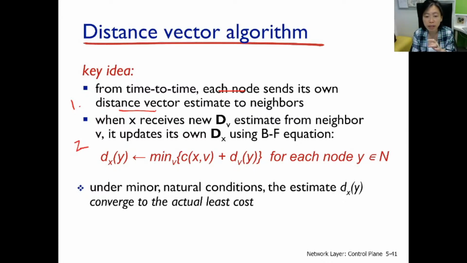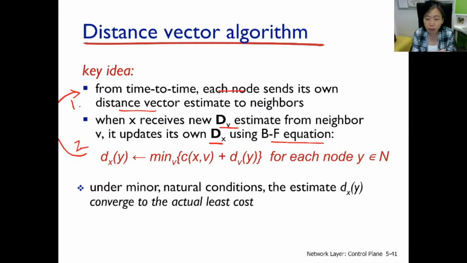When the node receives the distance vectors from all the neighbors, Bellman-Ford equation calculation begins. And as a result, the node x discovers its own distance vector. And we could loop back. This node here then will pass the dx to the neighbors. That is the general idea of distance vector routing algorithm.